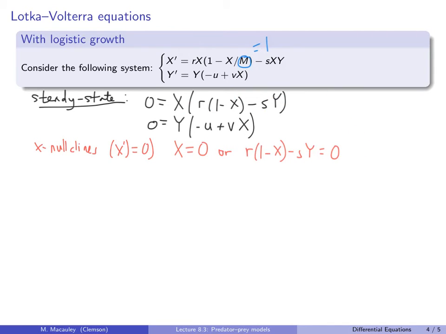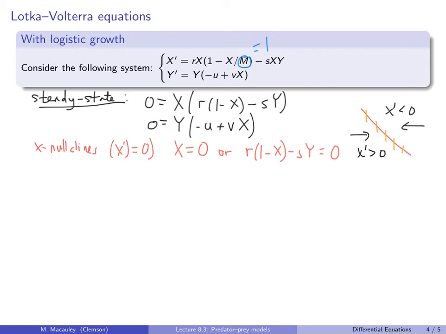So it's going to look something like this, and then the hash marks, if x prime is 0, are going to be vertical. And if we are up here, then x prime is less than 0. So solution curves go this way. And if we are down here, then x prime is positive, and solutions go that way.